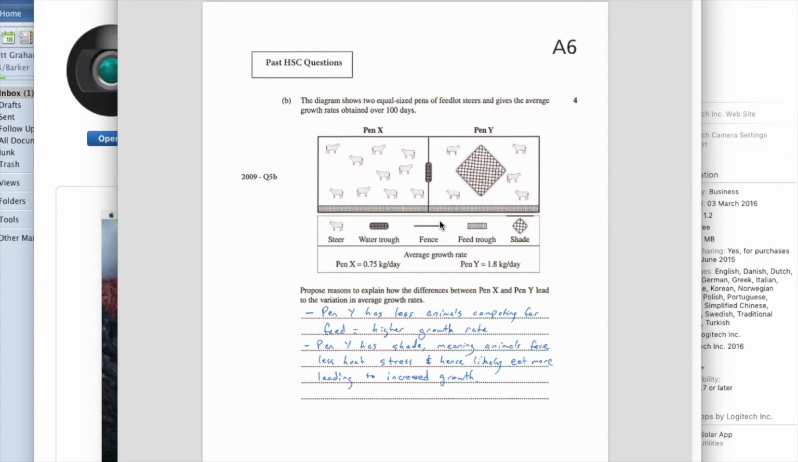The second thing, really the only other difference, is these ones have shade, and so these ones are going to be less stressed and probably eating more each day. These ones are going to be facing heat stress, and when they're hot, they don't like to eat as much. So that's the second point here. This is 4 marks, probably 2 marks for each one. Pen Y has shade, meaning animals face less heat stress and hence likely eat more, leading to increased growth.